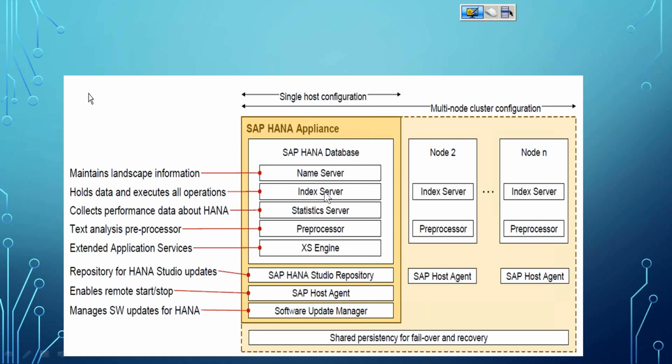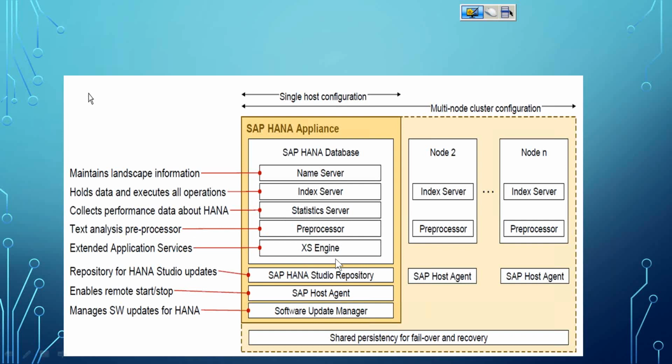Then we'll be having your statistic server. So this will be collecting the performance data about your SAP HANA. Next, we have your pre-processing server. So pre-processing server will store the text analysis, right? The text data will be for text processing. So we'll be using your pre-processing server.